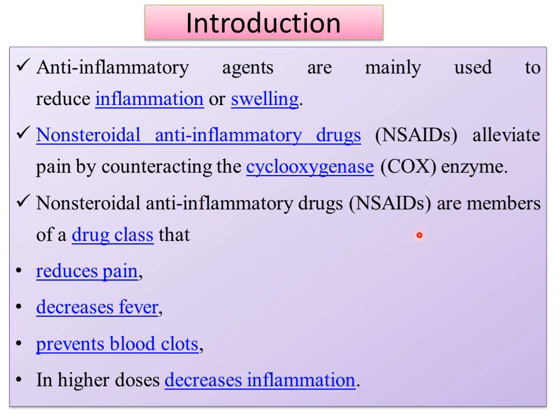These NSAIDs are members of a drug class that reduces pain, that is, they cause an analgesic effect. They reduce fever, that is, antipyretic. They prevent blood clots, and in higher doses they decrease inflammation. So we observe analgesic, antipyretic as well as anti-inflammatory actions with non-steroidal anti-inflammatory drugs.